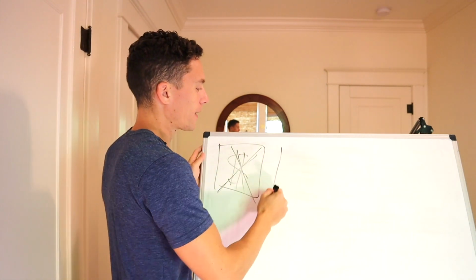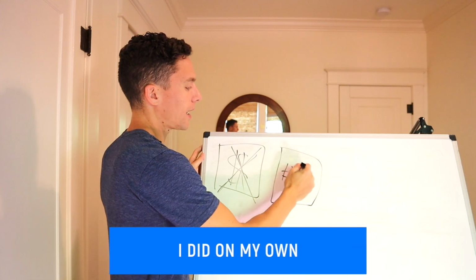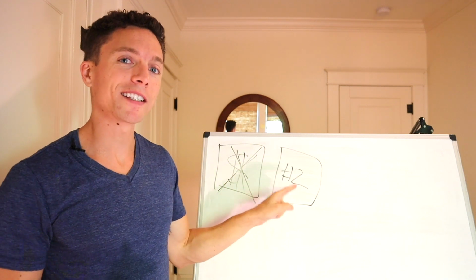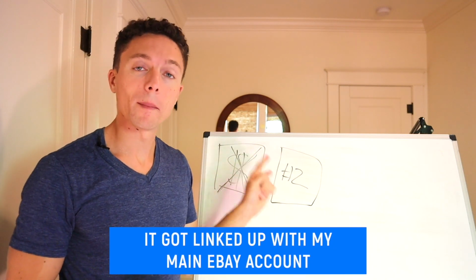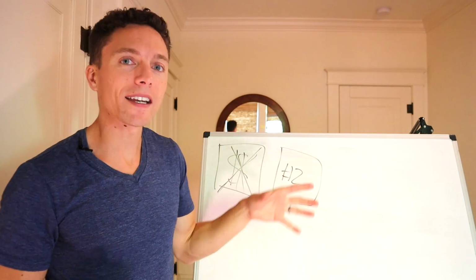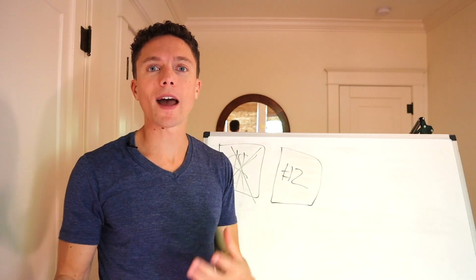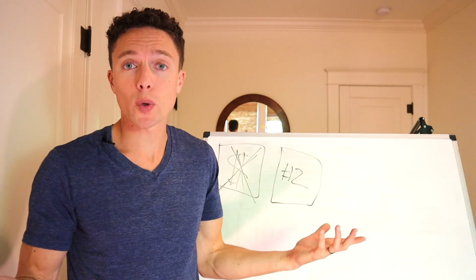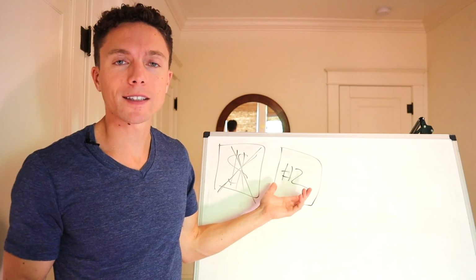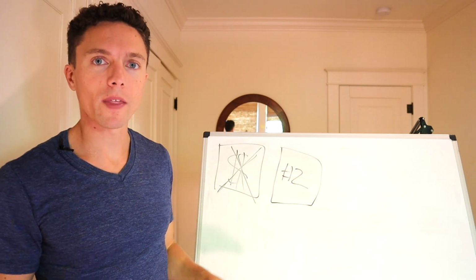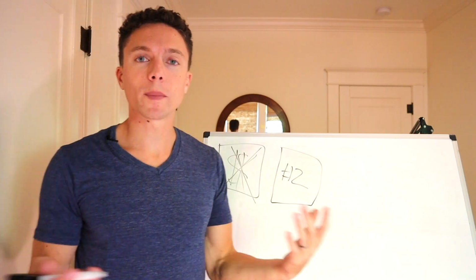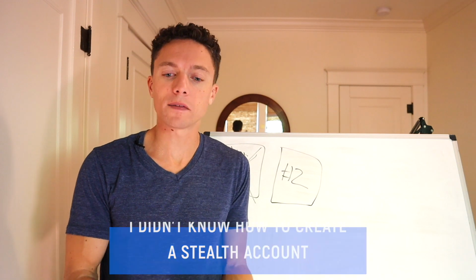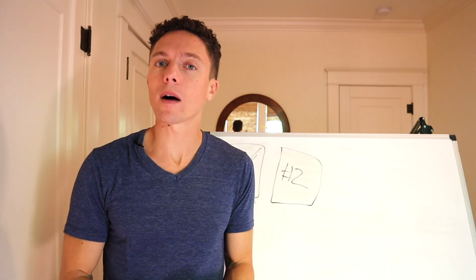The second account that I made, I did on my own. And this account, I failed because it got linked up with my main eBay account. Now, that's not an issue because eBay allows you to have multiple accounts, but the point of this experiment was to try to run and create a stealth account, and I was unsuccessful with that. So that was a complete failure there. And the reason that was a failure was because I wasn't educated. I didn't know how to create a stealth account. I was just kind of guessing and figuring it out on my own.